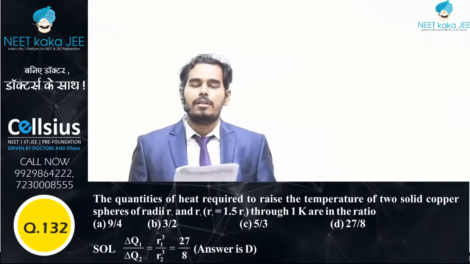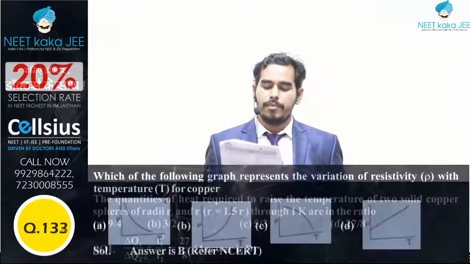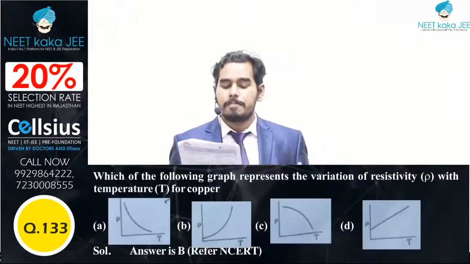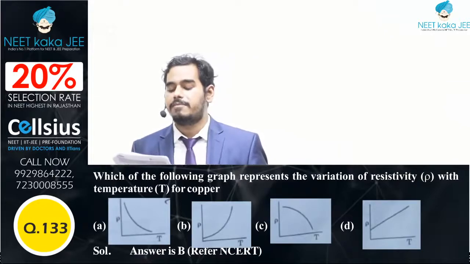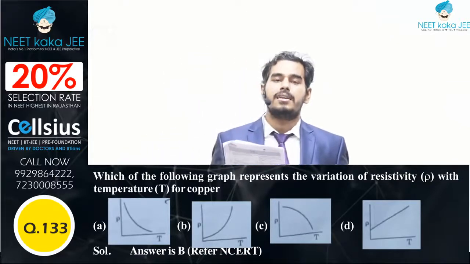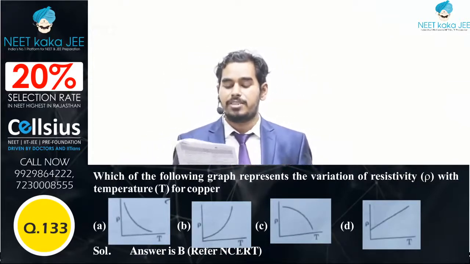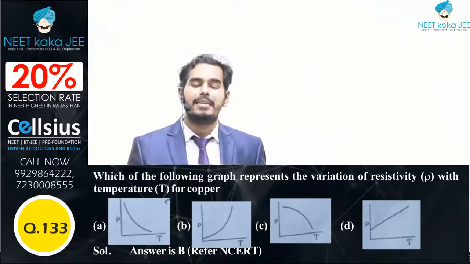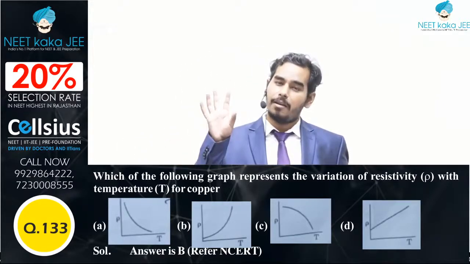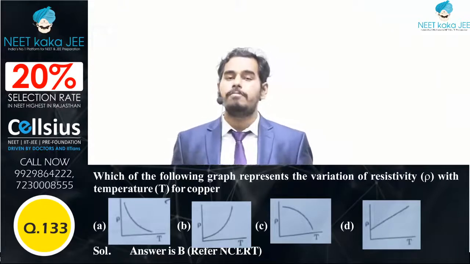Okay, now the next question is, which of the following graphs represent the variation of resistivity with temperature? Now if you apply the equation rho is equal to rho naught (1 plus alpha T), then your answer is going to be D.